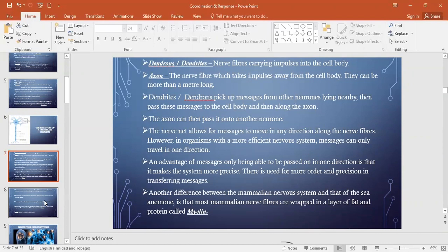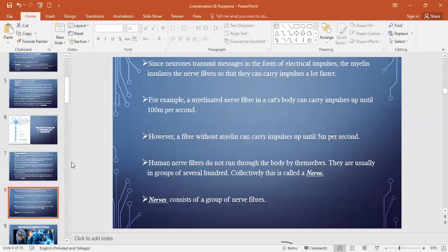All right. But you see now, if we did not have the myelin insulation, imagine impulses would only travel at 5 meters per second. But for example, in the body of a cat, it can carry impulses up to 100 meters per second because of the myelin that covers the nerve fiber. Hence the reason they are able to react to stimulus and act quickly.